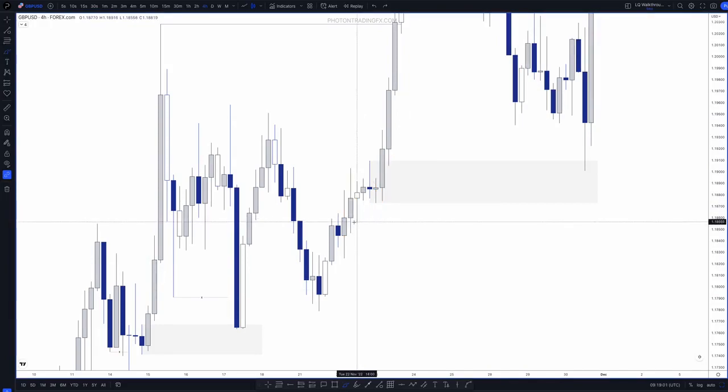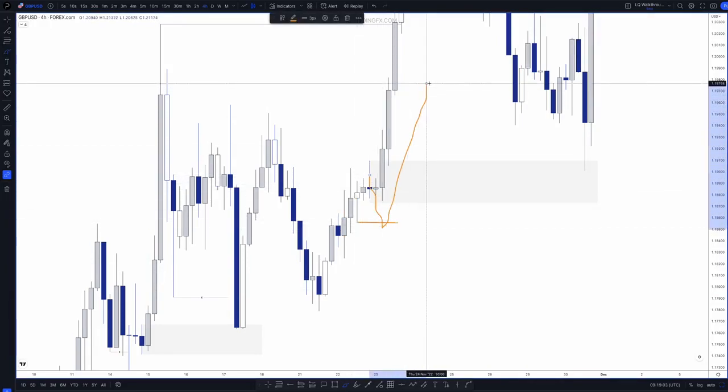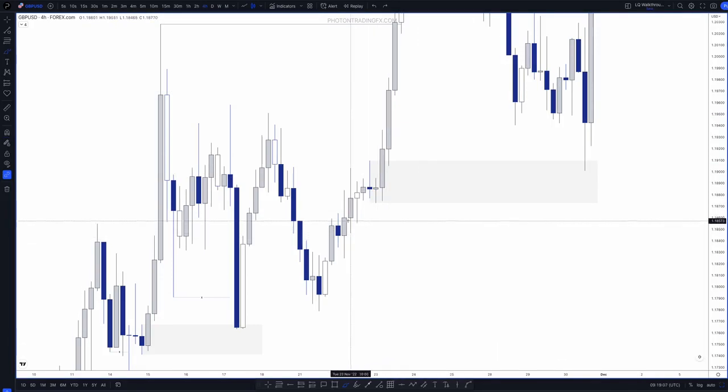So it would have had to sweep this. If that had done that and gone like that, then I would call it a sweep zone. Because for me, or at least at the time of recording, I want to see a minimum of a fractal low that needs to be taken.